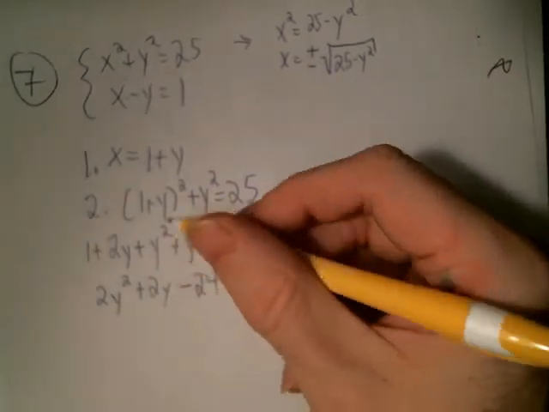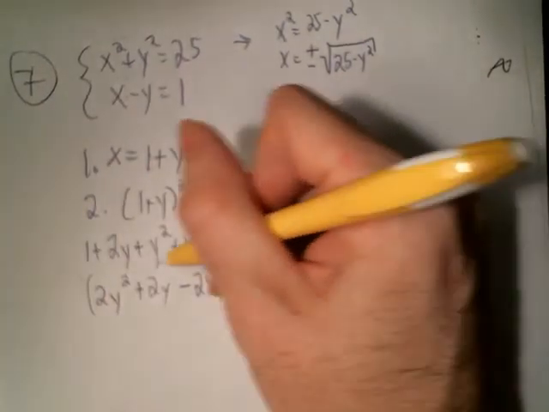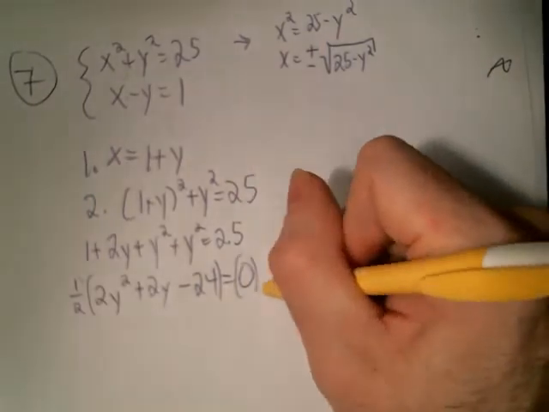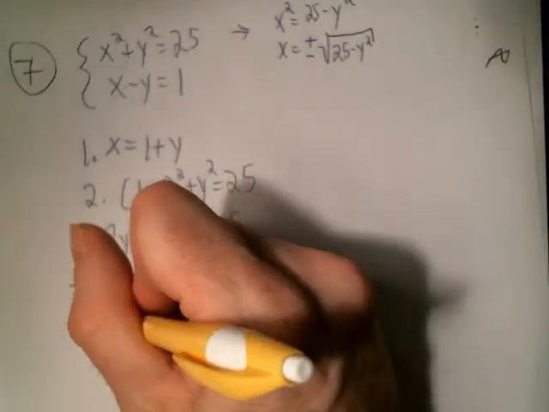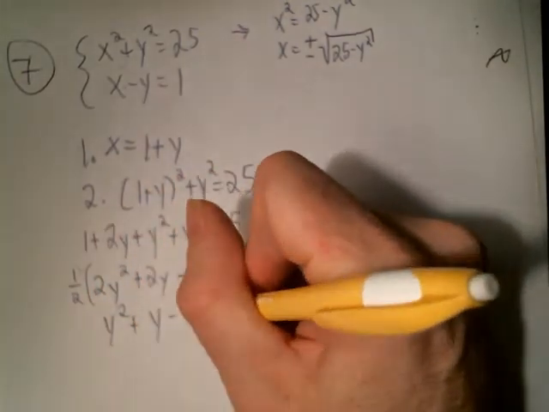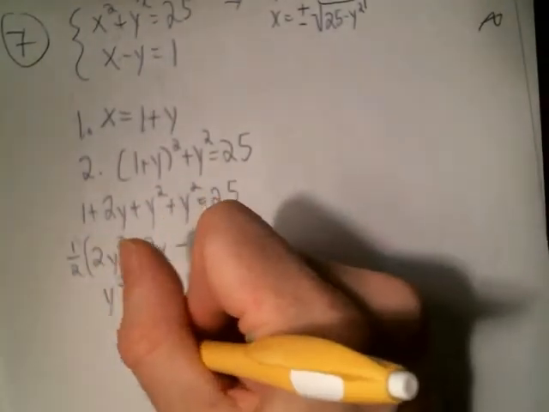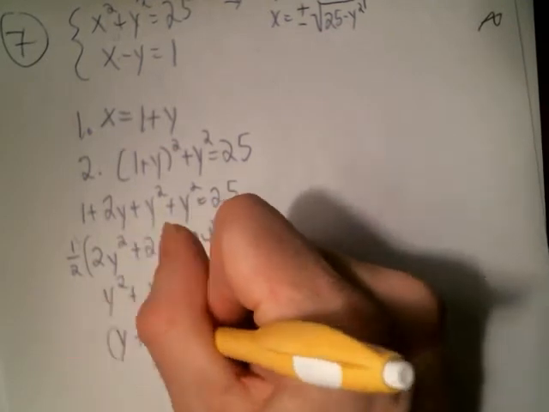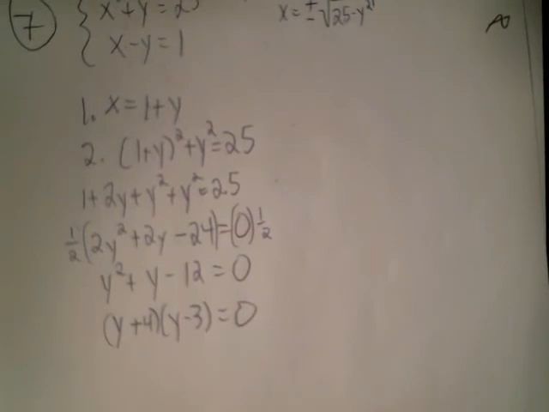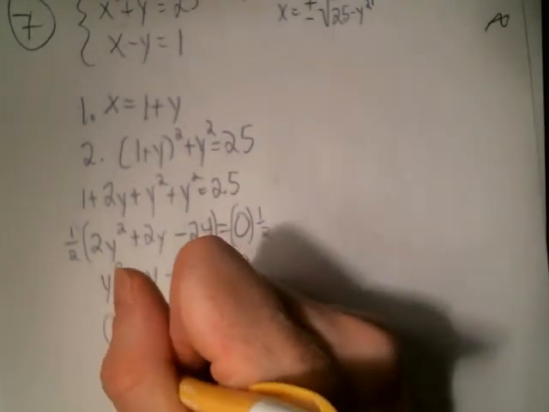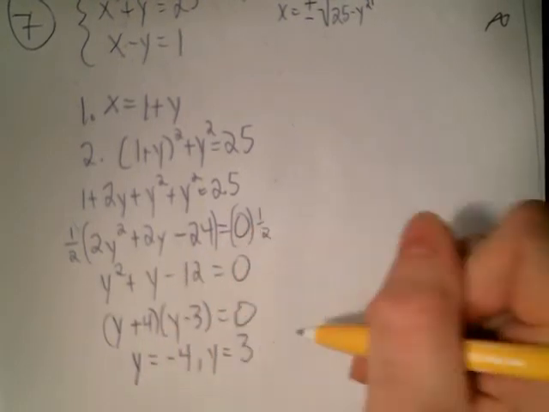Make life easy on yourself by factoring out a 2, or multiplying both sides by 1/2 is another way to think of it. So let's do that. Multiply both sides by 1/2. Inside here, if you distribute through, you get y squared plus y minus 12 equals 0. And then you can factor this guy. So you get (y plus 4)(y minus 3) equals 0, and then get your solutions. So you have y is -4 or y is 3.